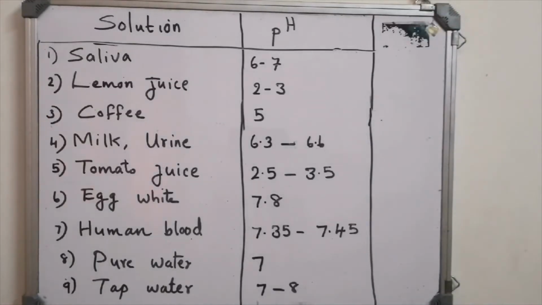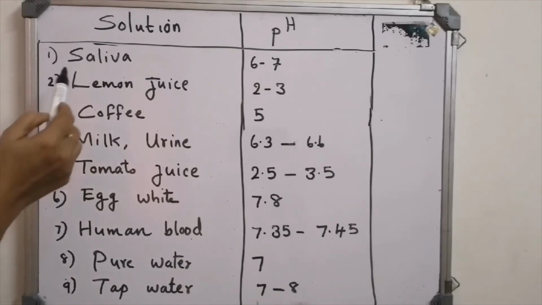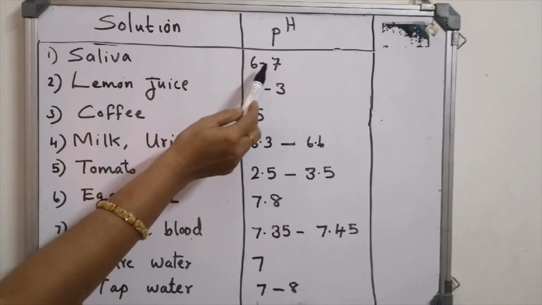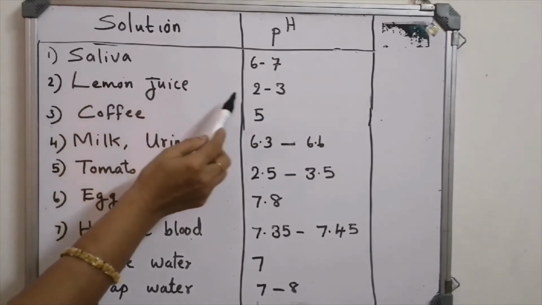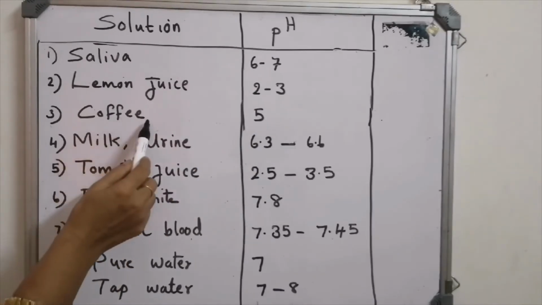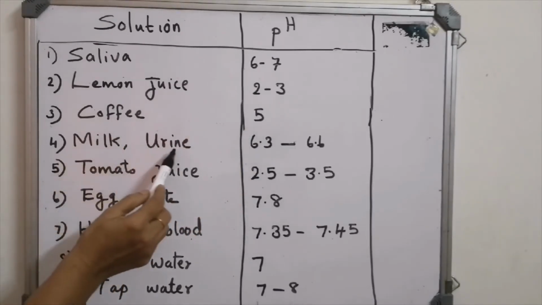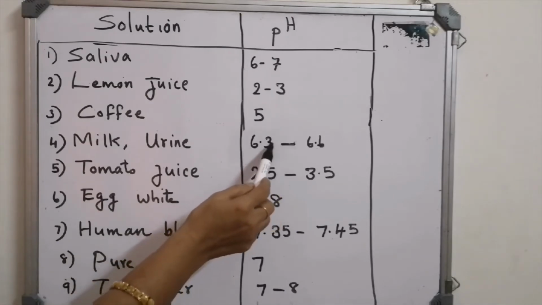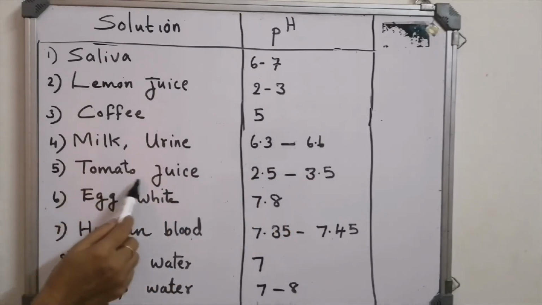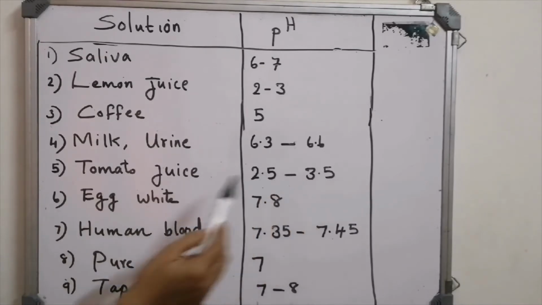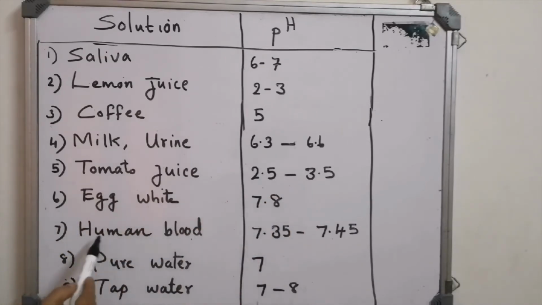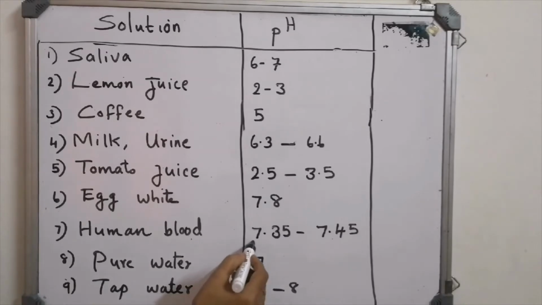Here is the list of pH of some common solutions in our everyday life. Saliva, the pH is between 6 and 7. Lemon juice, pH between 2 and 3. Coffee, 5. Milk and urine, 6.3 to 6.6. Tomato juice, 2.5 to 3.5. Egg white, 7.8. Human blood, 7.35 to 7.45. Pure water, 7. And tap water, 7 to 8.